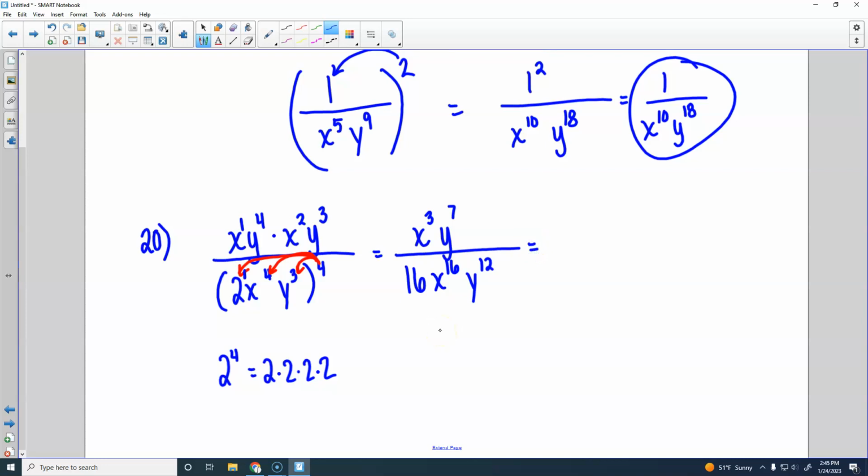So Evan, when I subtract for my x's, how many am I going to get? 13. Where do they go, top or bottom? So we got 13 x's down here on the bottom. What about my y's? Got 5, top or bottom? Bottom. And there's nothing in the top, so we have to put a 1 there. And that would be our answer there. Okay, questions?